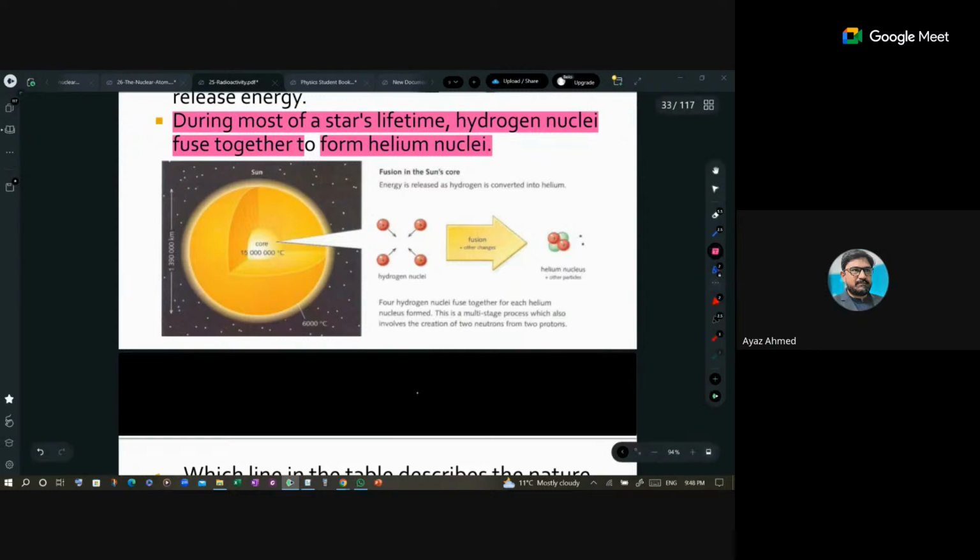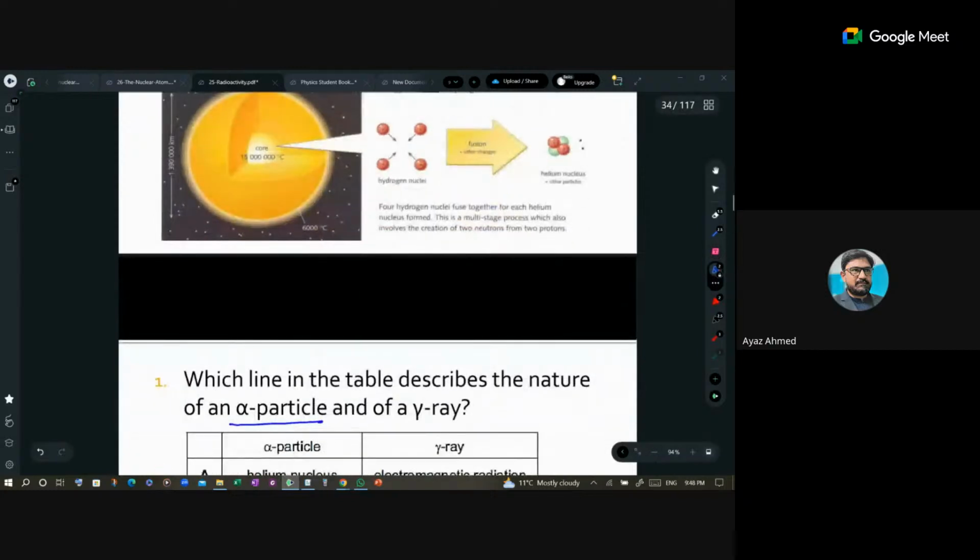Actually, fusion means, if you give me a little time to make you clear, the hydrogens are protons. When protons are brought closer to each other, they repel each other. So they never interact with each other in normal conditions. When you bring them closer, what will happen? They will be repelled, just like your springs.